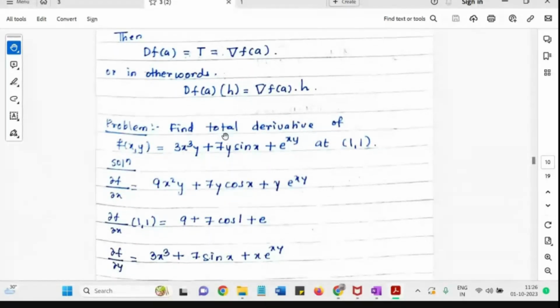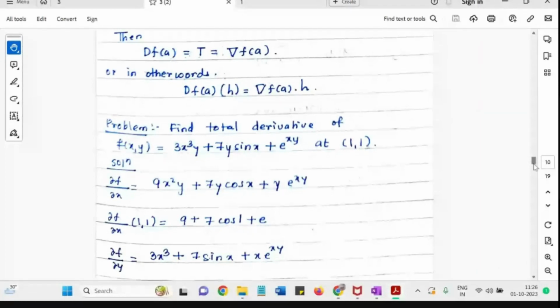So the question is, find the total derivative of the function 3x cubed y plus 7y sin x plus e raised to xy at 1, 1. As I said, the total derivative at the point 1, 1 will be grad f of a. Now grad f of a, this is a function of two variables. So I need to calculate the derivative of f with respect to x at 1, 1, and the derivative of f with respect to y at 1, 1.